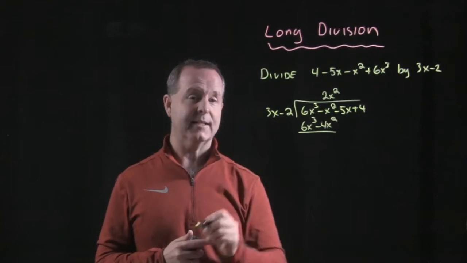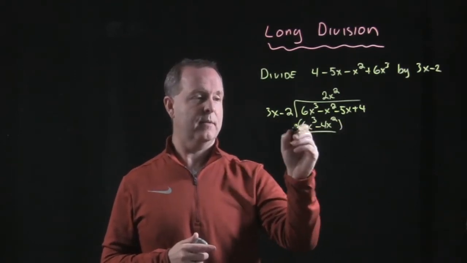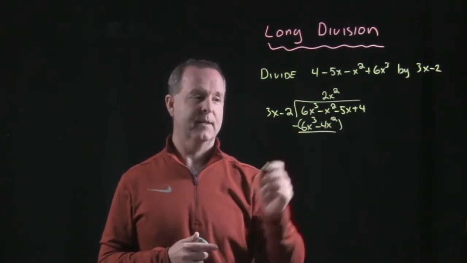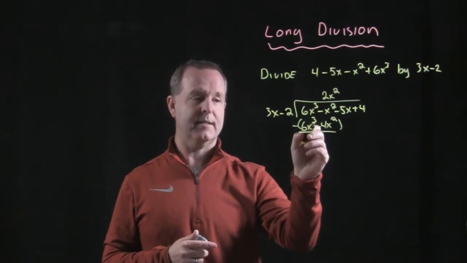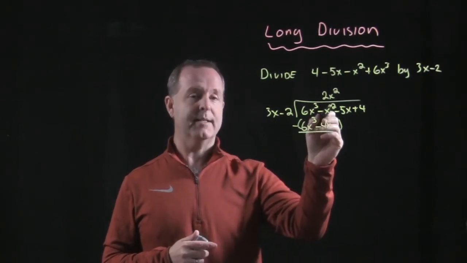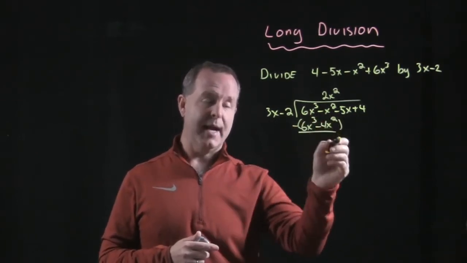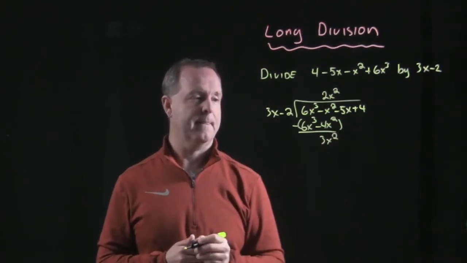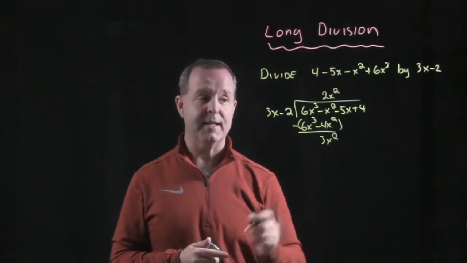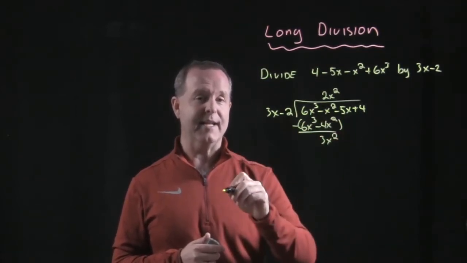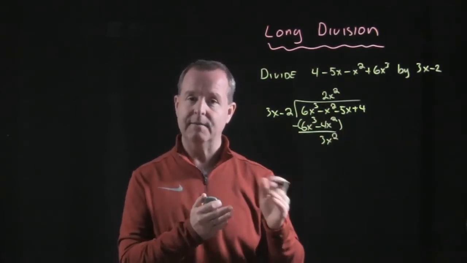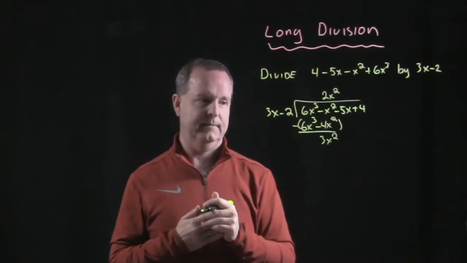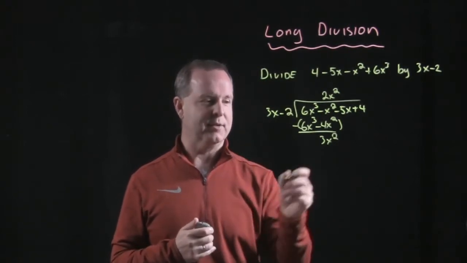Now I'm going to subtract this entire term from the one above it. So 6x cubed minus 6x cubed is a 0. Minus 6x squared minus a minus 4x squared produces a positive 3x squared. This is where it gets tricky, when we're remembering that we're subtracting a negative. And how do we subtract a negative? We add its opposite.